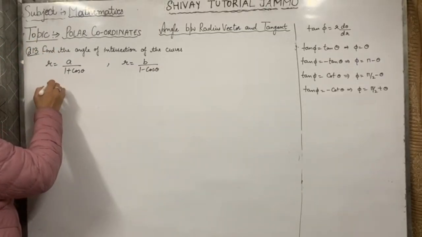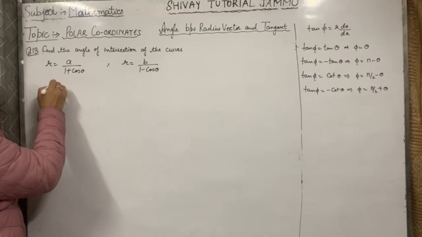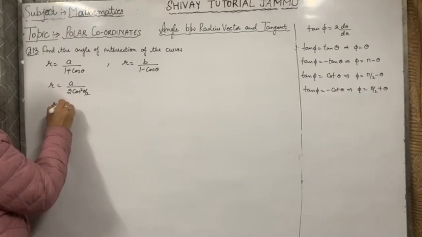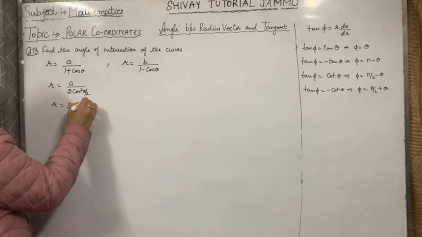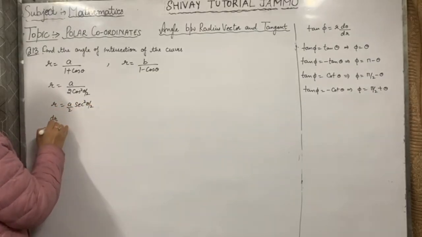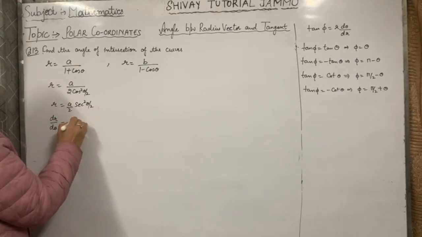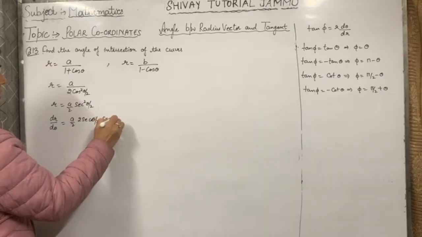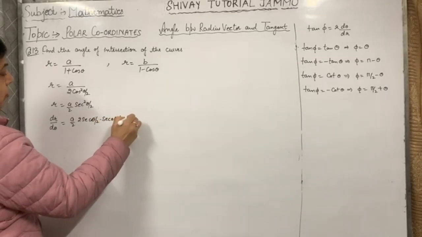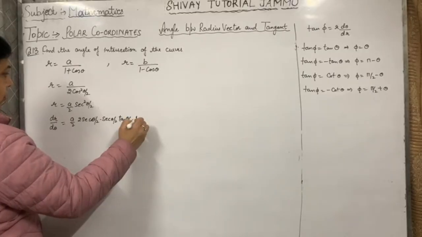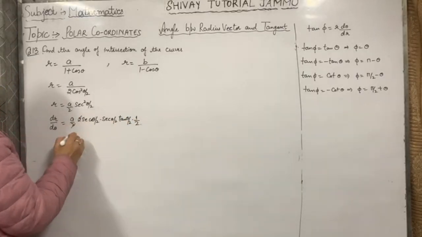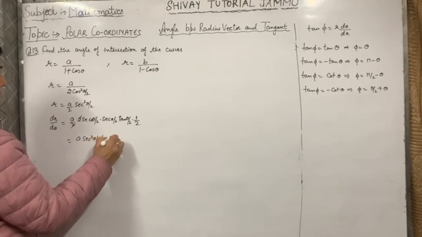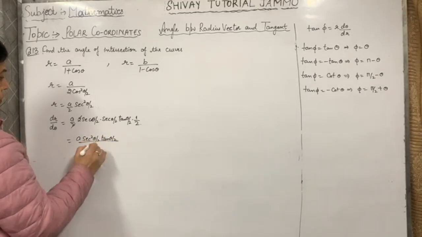Next, r is a upon cos θ. This will be 2 cos² θ/2, a/2 sec² θ/2. What is dr/dθ? That is a/2, 2 sec θ/2, and the differentiation of sec θ/2 is sec θ/2 tan θ/2 into 1/2. Clear? This is a sec² θ/2 tan θ/2 upon 2.